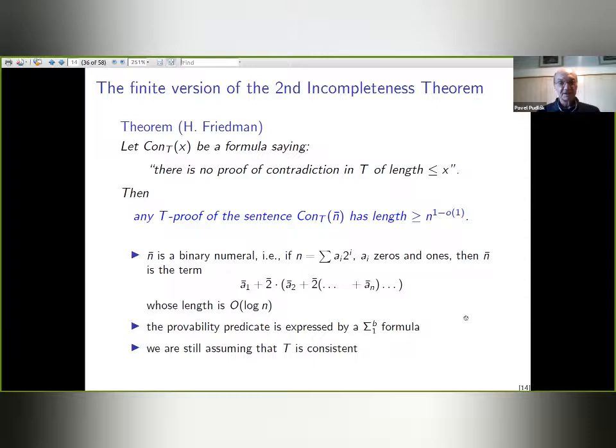Furthermore, we need that the predicate is expressed by a Σ^b_1 formula. I'm not going into details of what a Σ^b_1 formula is, but basically we need that the predicate of provability is formalized in a natural way by something that is polynomial time computable. In fact, an NP definition would also be okay. And let me recall that we are still assuming that T is consistent, otherwise the theorem would be false.